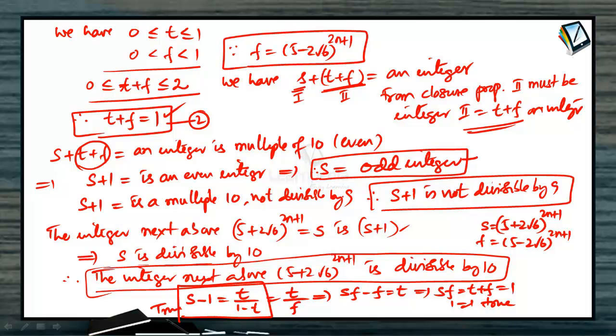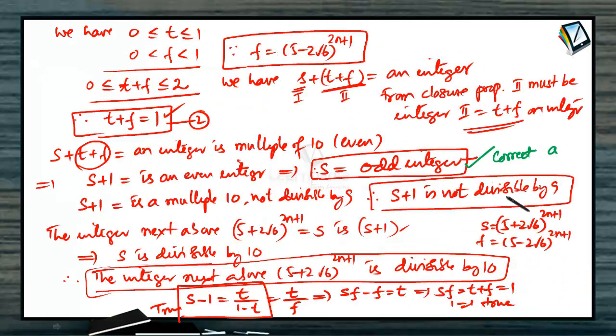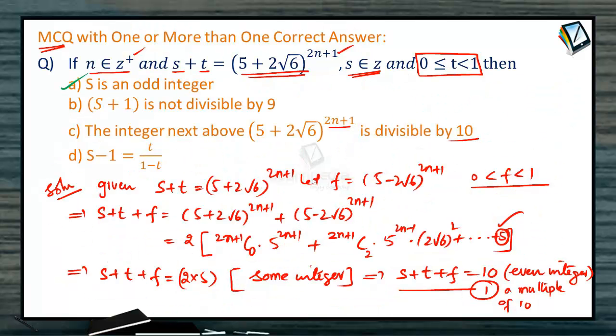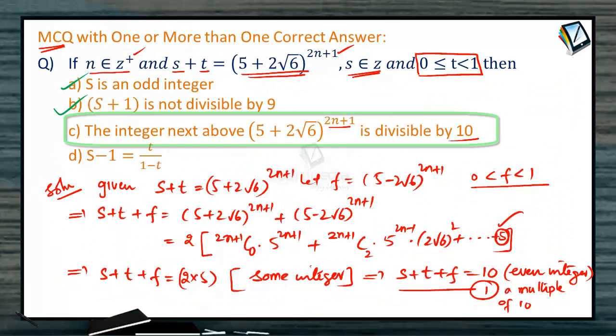So finally, s is an odd number. It is correct. That is, option A is correct. Next we have s plus 1 is not divisible by 9. That is correct, option B. Next we have the integer next above 5 plus 2 root 6 power 2n plus 1 is divisible by 10. That is also correct, that is C. So option C is correct.